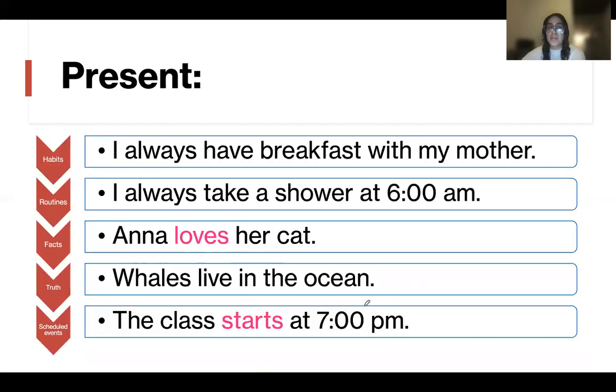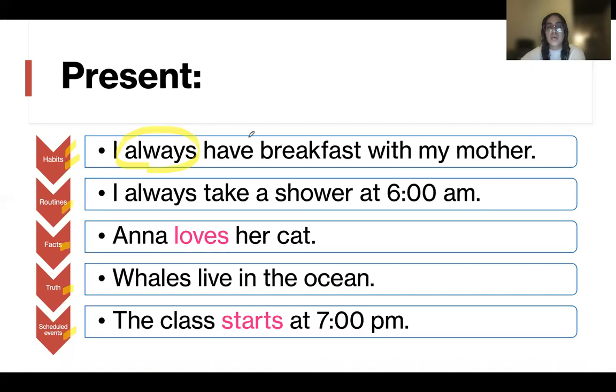We also can talk about present. When we're talking about present tense, we can express many types of ideas, like for example, habits, routines, facts, truth, and scheduled events. Like for example, when we're talking about habits, I always have breakfast with my mother. That is why we are using here an adverb of frequency in order to determine that habit. And for example, routines, I always take a shower at 6 a.m.